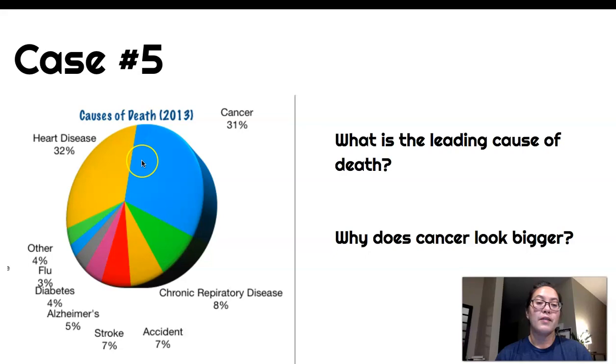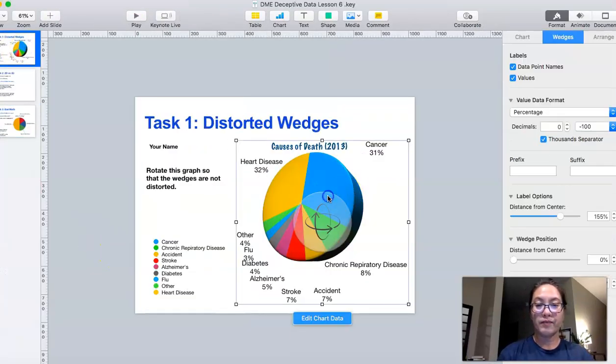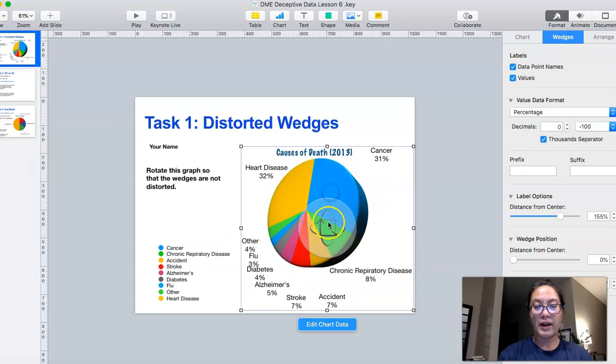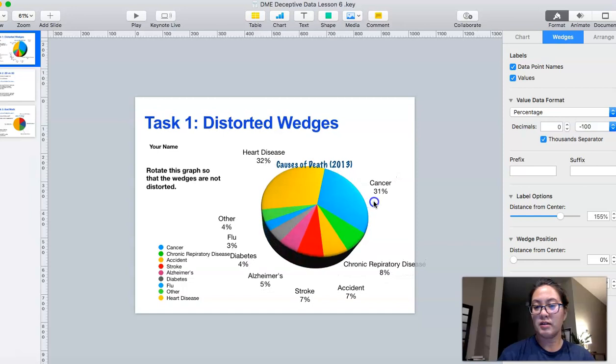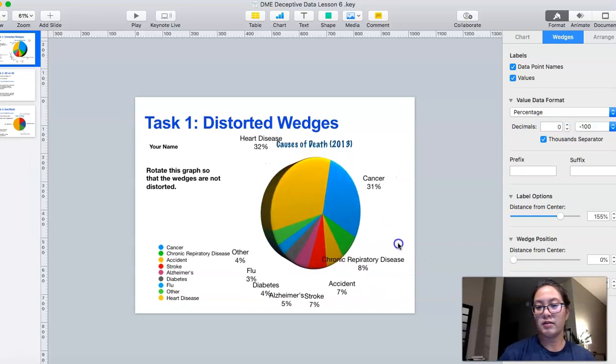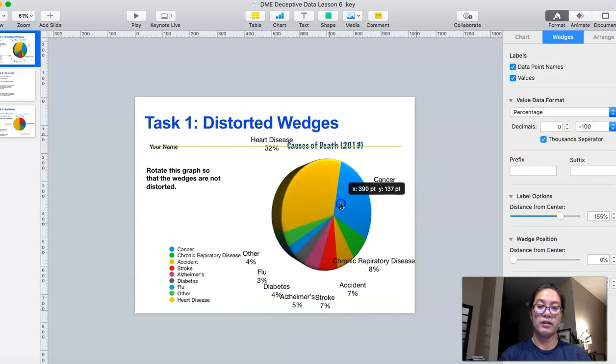The other thing is, when you're looking at a graph in 3 dimensions, things that are further away from you tend to look smaller than things that are closer to you. So the way that they've oriented this graph makes the heart disease look smaller. So I can show you that by going into Keynote. Let me go up here. If I rotate this graph, I can make it seem like that. So now heart disease definitely looks bigger than cancer, right?